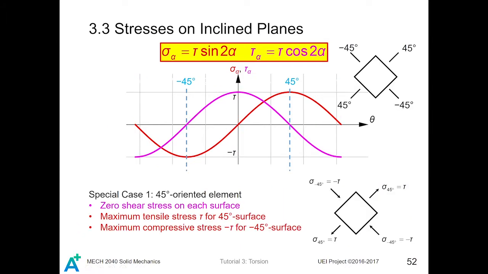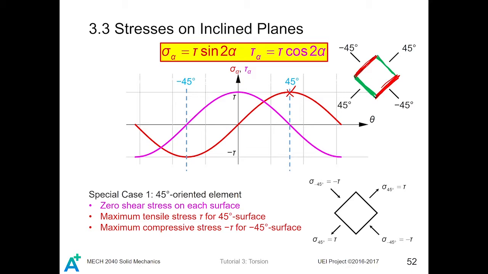The first special case we would like to discuss is the 45 degree oriented element. For this element, there are two 45 degree surfaces as well as two minus 45 degree surfaces. For those two values of alpha, the red curve represents the direct stress on the element. On the 45 degree surface, the maximum direct stress occurs on those two surfaces with the magnitude of the shear stress on that surface.